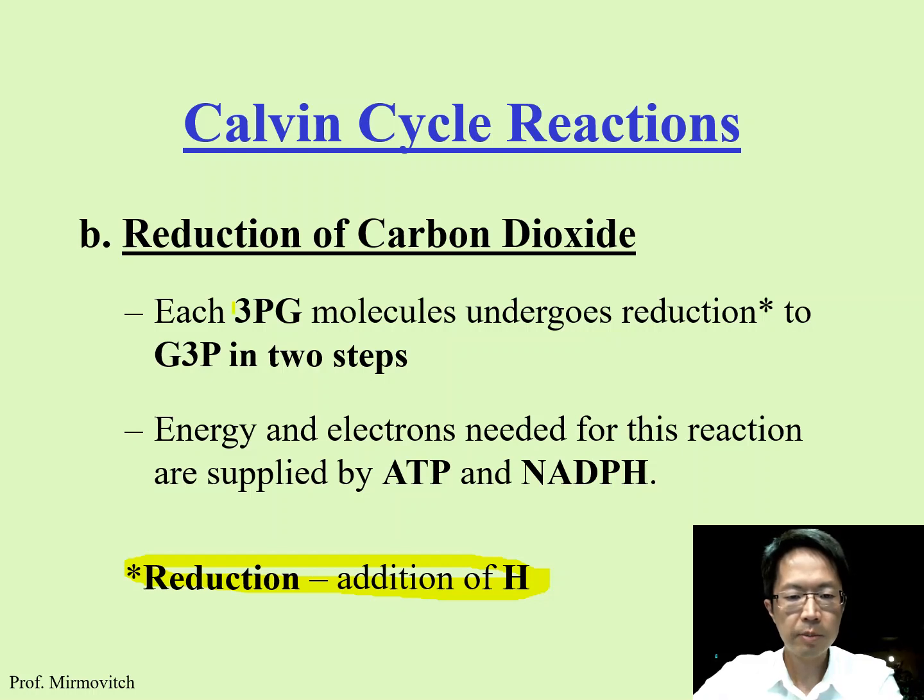So remember, at the end of carbon dioxide fixation, we make 3PG. We make 3PG molecule, and then 3PG molecule undergoes reduction to become G3P in 2 steps. Okay, G3P again, I tell you, it is like the precursor of glucose. And then we need to use ATP and NADPH from light reaction.